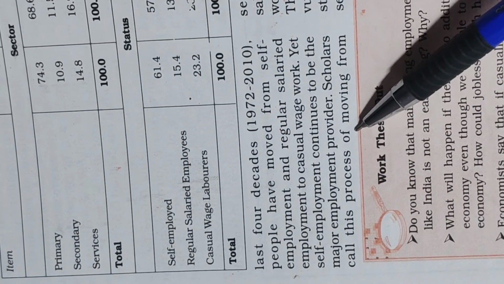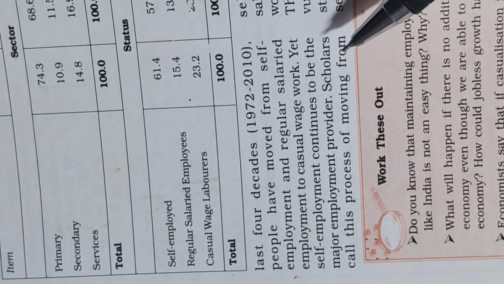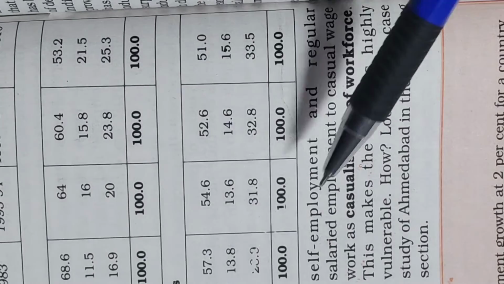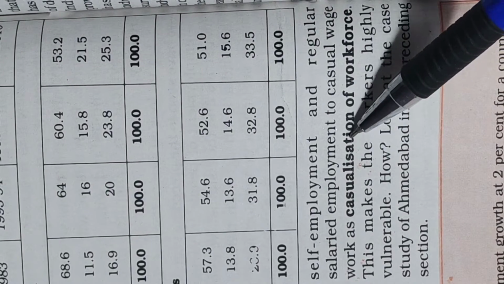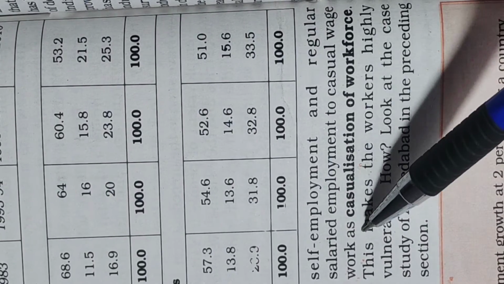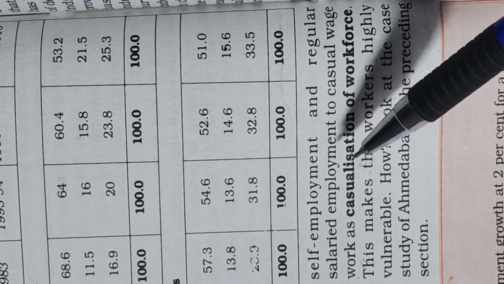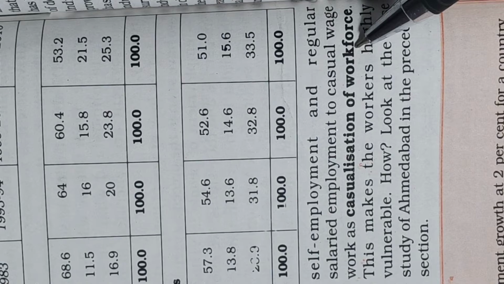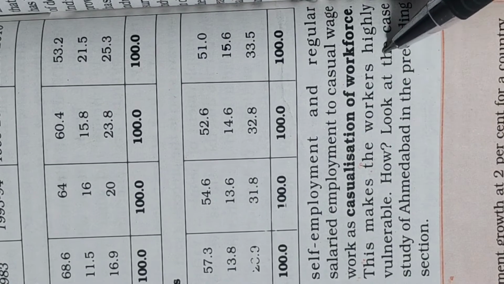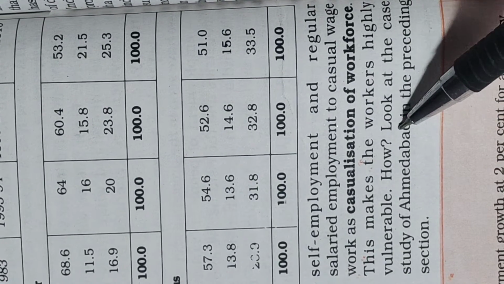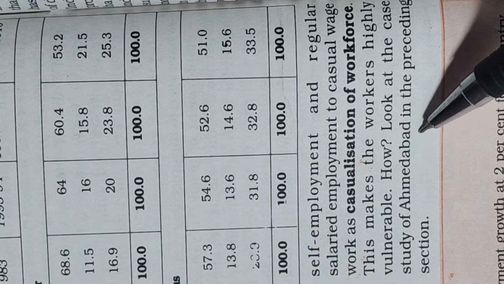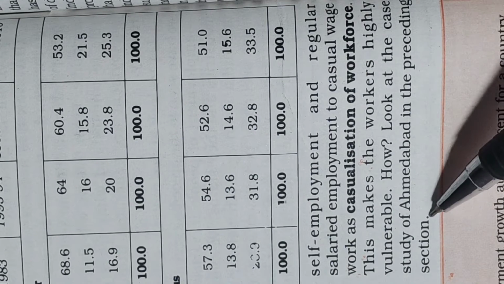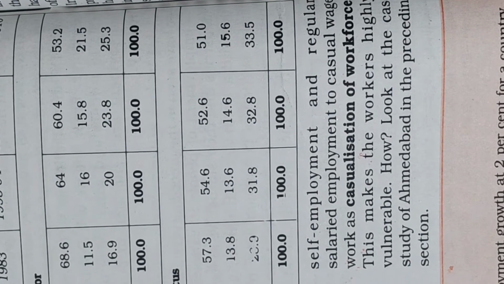Scholars call this process of moving from self-employment and regular salaried employment to casual wage work the casualization of workforce. So this is casualization of workforce. This makes the workers highly vulnerable. How? Look at the case study of Ahmedabad in the preceding section. That's why we will see that later.